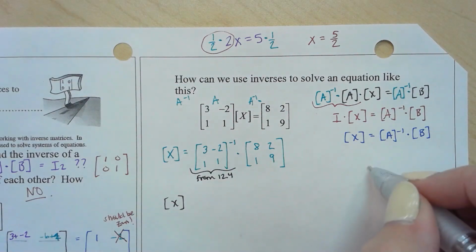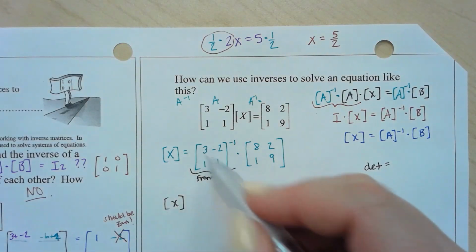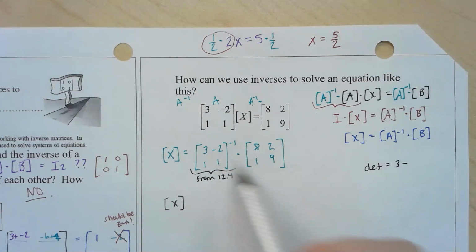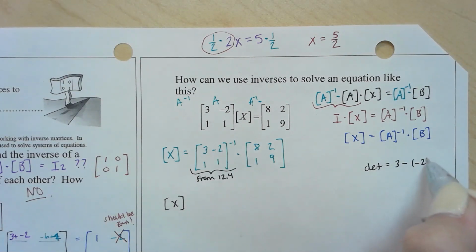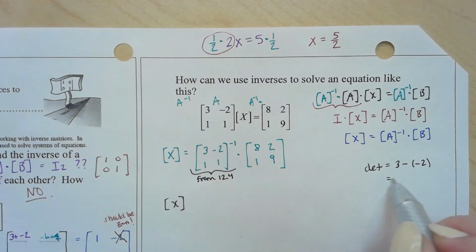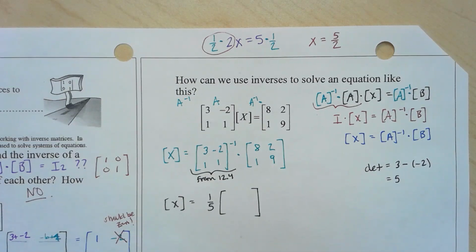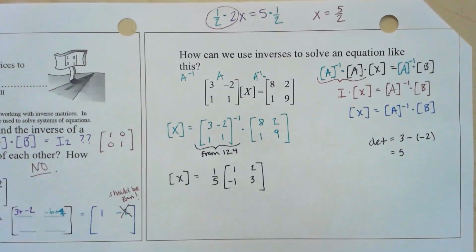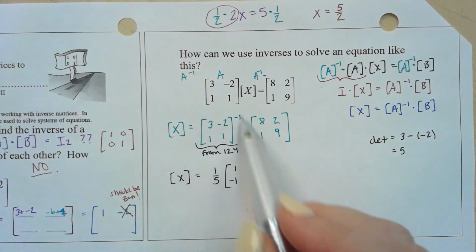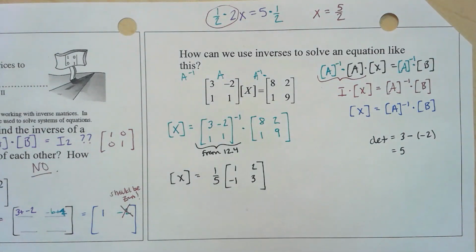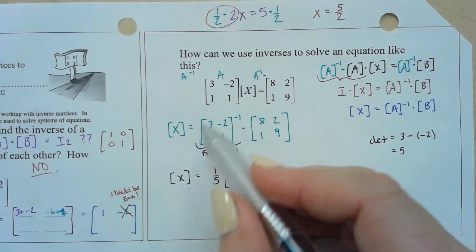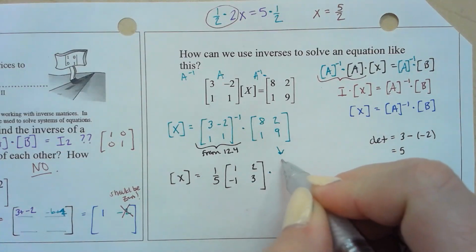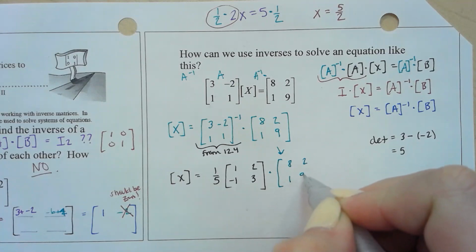If we want to find the inverse, we need the determinant, and the determinant will be 3 times 1 minus negative 2 times 1, or 3 plus 2, which is 5. So I'm going to have a 1/5. We're going to switch the 1 and the 3, and we're going to change the other signs. So that right there is the inverse, or the beginnings of the inverse, and I want to multiply it by this 8, 2, 1, 9.